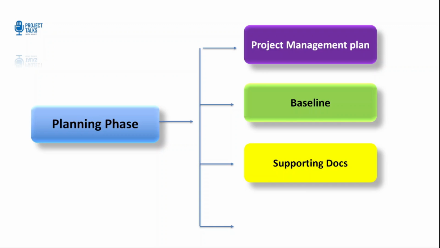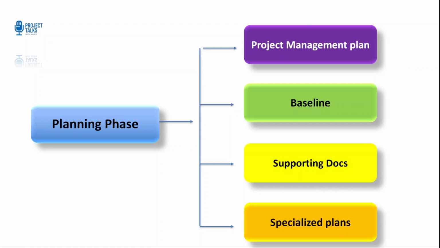Next, we have supporting documents. Now, this includes project documents that guide execution and monitoring, such as risk registers, stakeholder register, and issue log. And finally, we have specialized plans. Now, these are the specific strategies created for certain areas like quality, communication, or procurement, depending on the project.